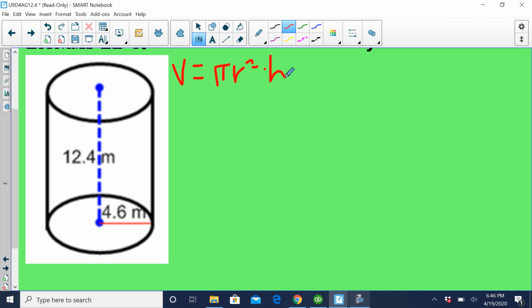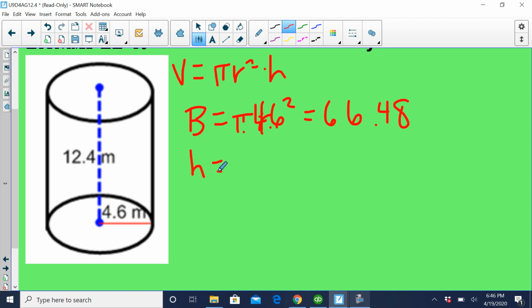Okay, so if I wanted to calculate here, what would I get for my pi r squared, or area of the base, if I want to think of that? Pi times the radius. The radius is going to be 4.6 squared. So if I go 4.6 squared times pi, I ended up with, let's go 2 decimal places, so 66.48. H is representing the height of that cylinder, and the height is just going to be that 12.4.